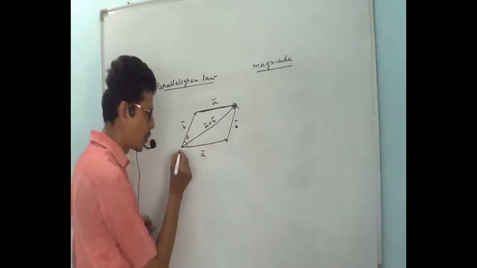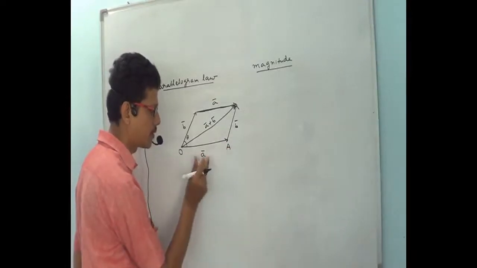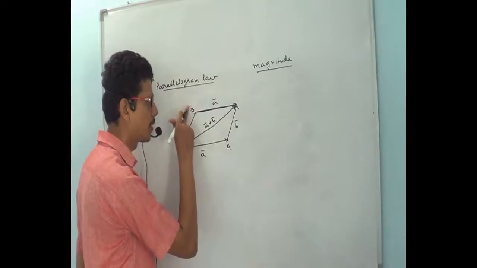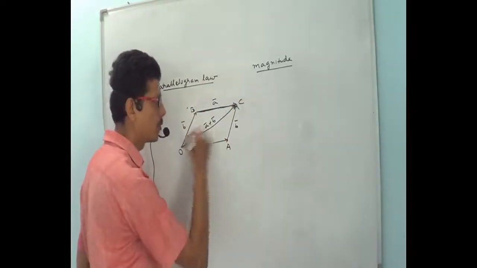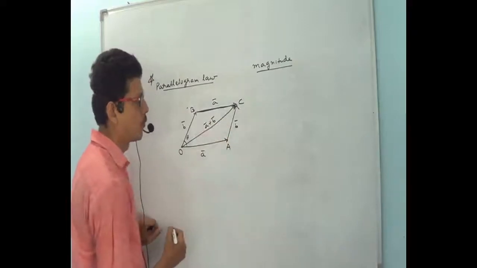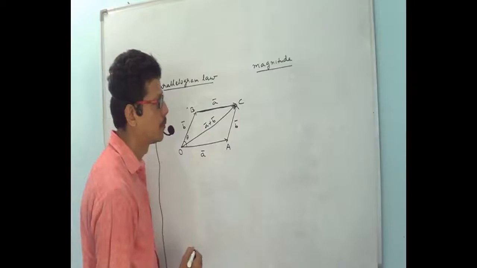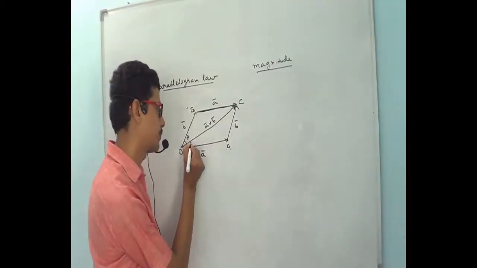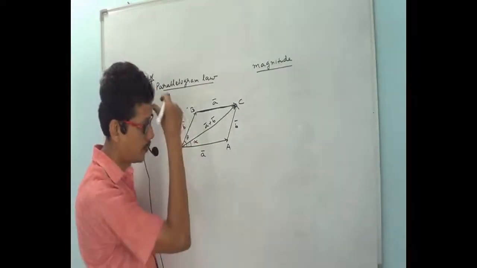So I have taken a common point O here, and OA bar is nothing but A bar, and OB bar is nothing but B bar, and OC bar is the resultant. So I have to find the magnitude of this and the direction also. Let this resultant be making angle alpha with A bar.